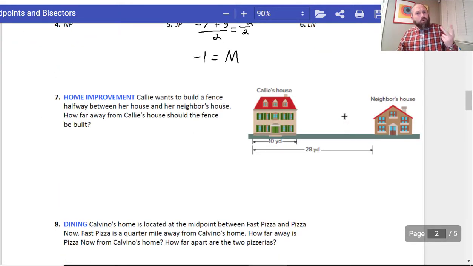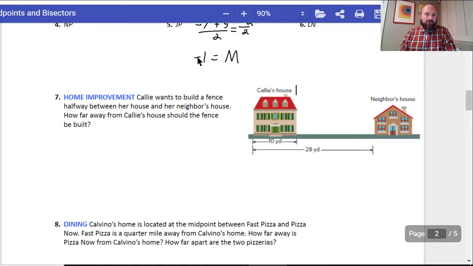So we have 2 more until we get to some of the harder ones. So, home improvement. Callie wants to build a fence halfway between her house and her neighbor's house. How far away from Callie's house should the fence be built? All right, well, I see that, hey, it's at 10. So I want to find out how much is between 10 and 28.